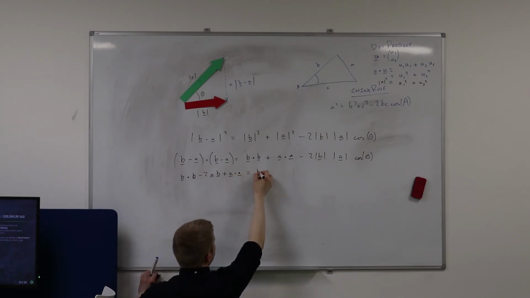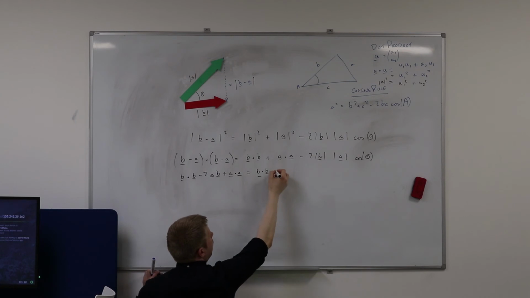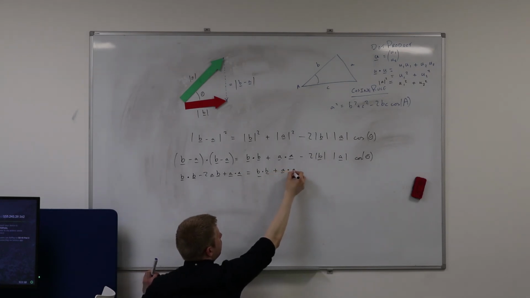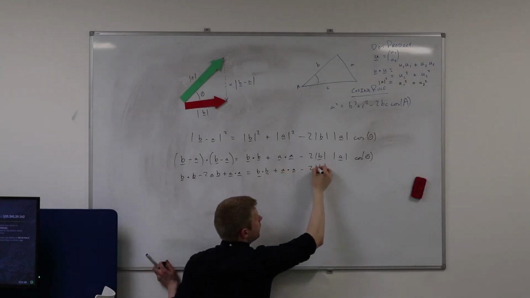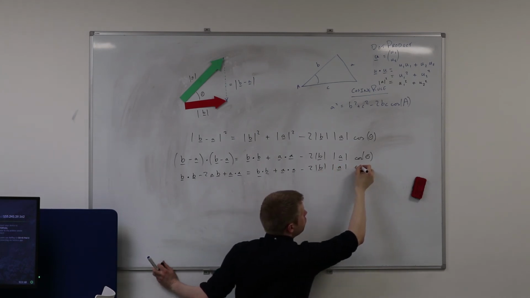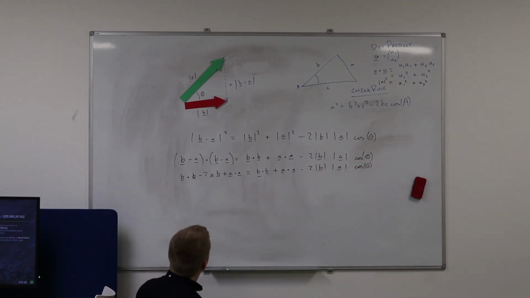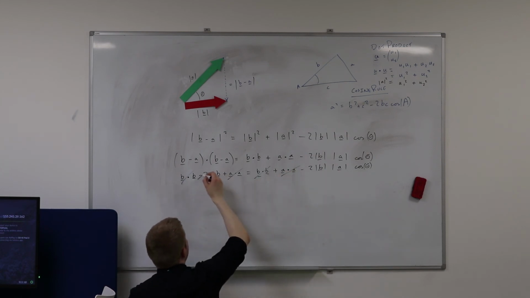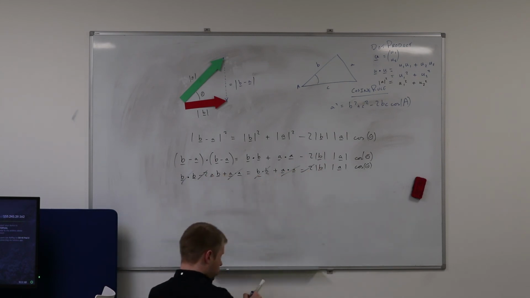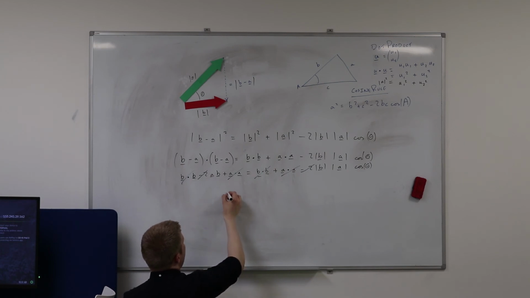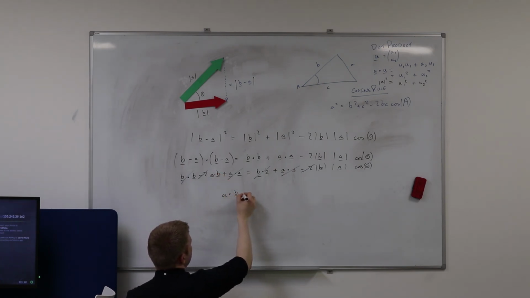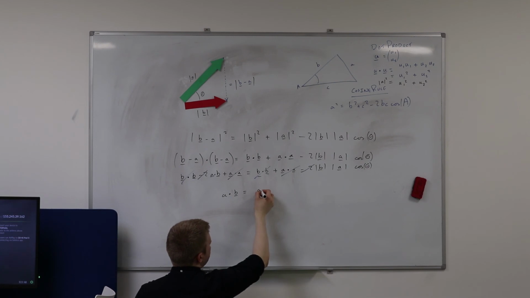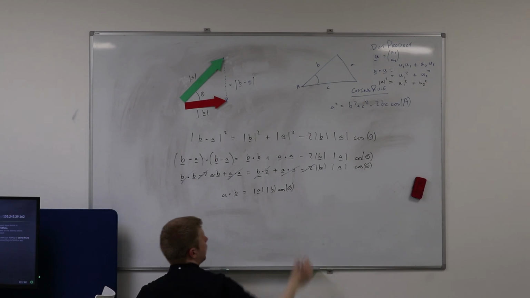And that should be equal to b dot b plus a dot a minus 2 modulus of b modulus of a cosine of the angle between them. Okay? And I can do a bit of cancellation here, just finish it off. So that cancels with that, that cancels with that, negative 2 cancels with that negative 2. So therefore I'm left with a dot b should be equal to modulus of a modulus of b times by the cosine of the angle between them.